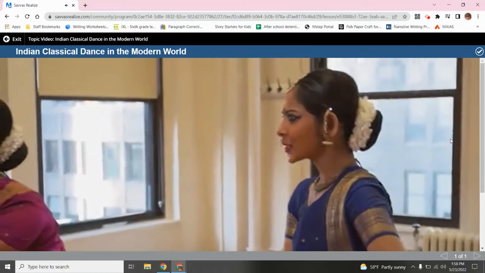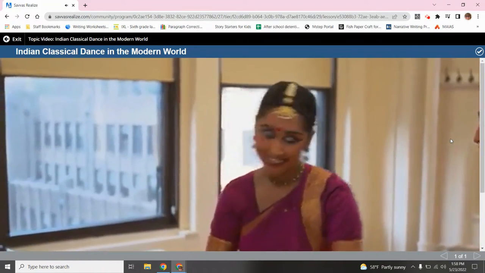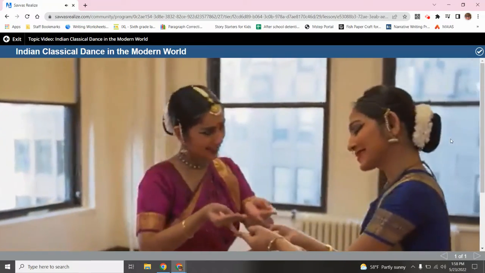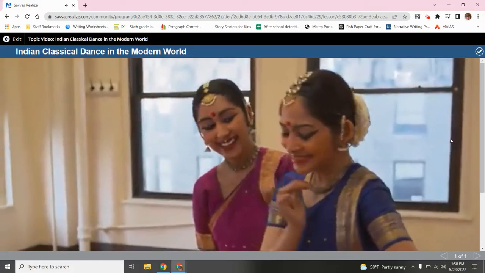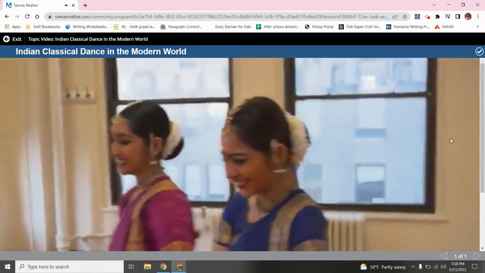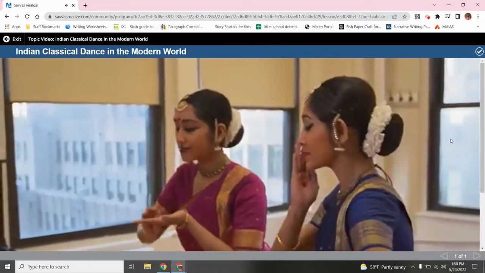Bharatanatyam is based on Carnatic music. And Carnatic music is a system of Indian classical music that hails from South India. And it's really tied to Hindu philosophy. It was danced by women called Devadasis in temples as a form of worship to the god of the temple.